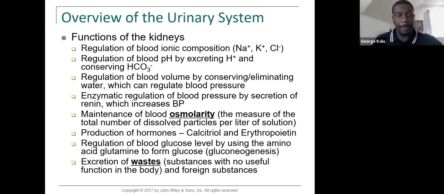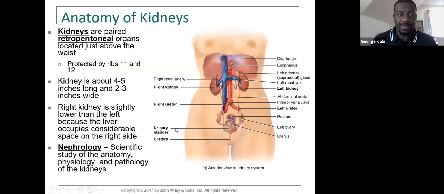Okay, cool. So as we take a look, the kidneys are going to be the major components responsible for producing the urine and regulating our blood composition. These kidneys are retroperitoneal organs, which means that they sit at the back of the abdominal cavity, and they're protected by the 11th and 12th ribs. These are the floating ribs, if you remember from chapter 7, I believe it was.